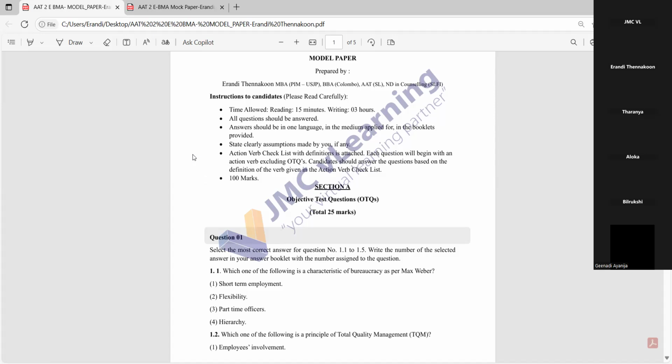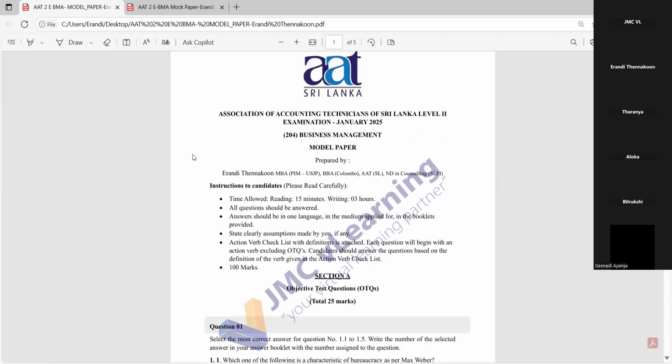When it comes to this model paper or your paper, how many questions will you get? You will get around 50 questions. The time allowed to complete this paper is 3 hours. There you will get 15 more minutes to read the paper and understand it. So take that advantage and try to do the highlighting. Try to think about the easiest questions that you can answer.